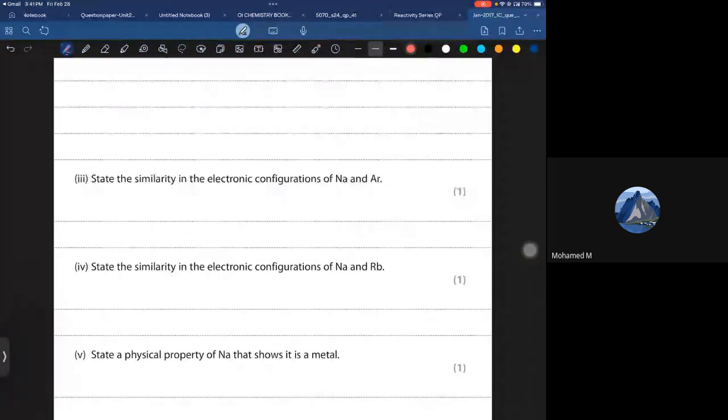And state the similarity in sodium and rubidium. Sodium is 11. Sodium is in the third period, and rubidium is in the fifth period. Exactly. So again, they are asking the similarity. They both have one electron in their outer shell, right?